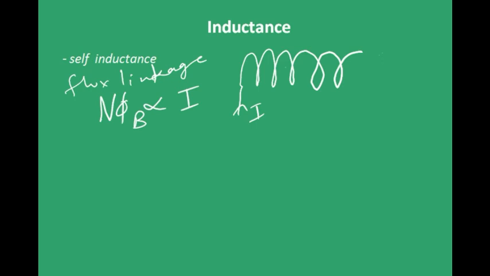So to remove this proportionality, I'll have to introduce a constant. Let it be L. Actually, L is known as inductance and it depends on the geometry of the solenoid. It is a scalar and it's named after the scientist Joseph Henry.